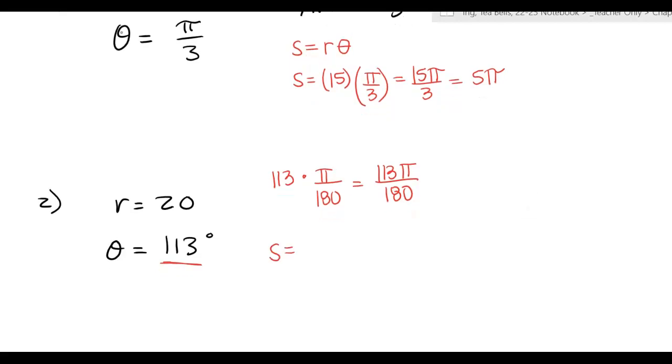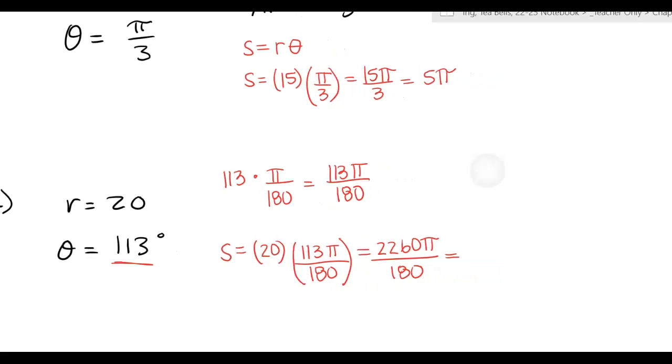So our arc length is our radius times our angle in radians. Okay, when we multiply across, 20 times 113 is 2,260 pi over 180. I want to leave pi in there for now and just try to simplify the numbers. So 2,260 over 180 actually simplifies to 113 pi over 9. Okay, and if it asked you to give it as a decimal, we could plug this into our calculator and it would give us about 39.44.